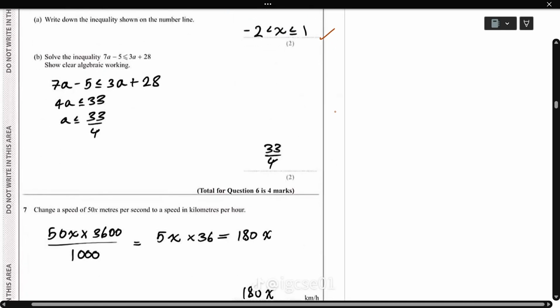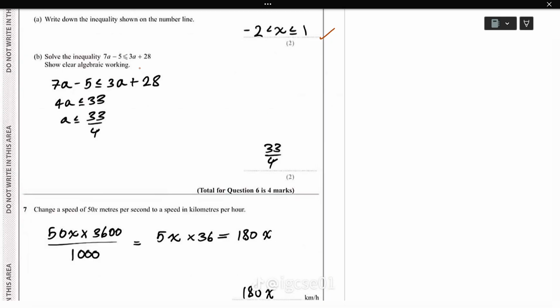The next one, solve the inequality. 7a minus 5 is less than or equal to 3a plus 28. We'll bring the 3a over, which is 7a minus 3a, which is 4a. This 5 will go to the other side, which is 28 plus 5 is 33. So a is less than or equal to 33 over 4. Final answer, a is less than or equal to 33 over 4.